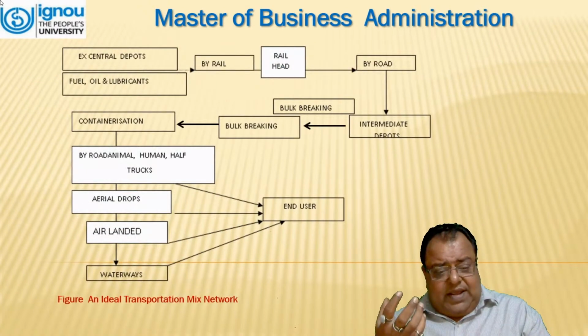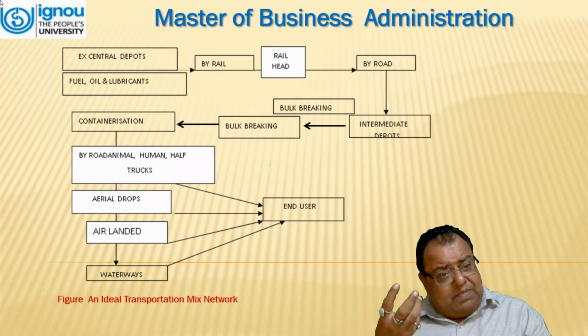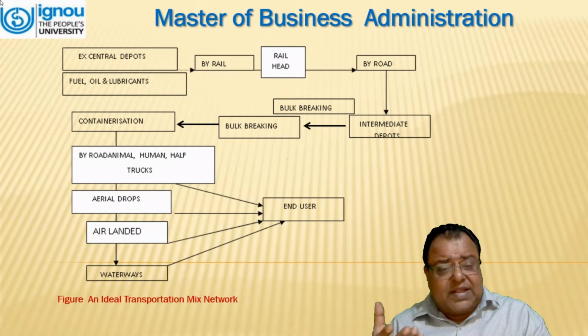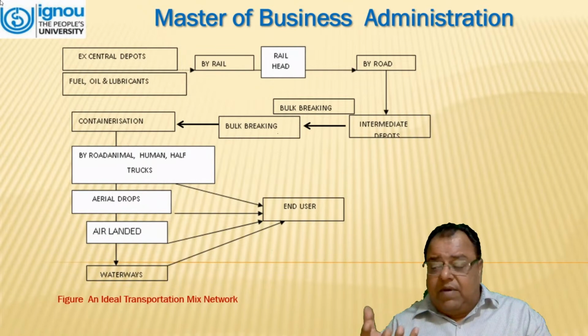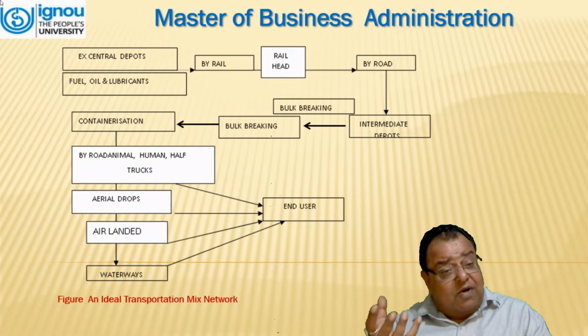Here we can see an example figure which depicts an ideal transportation mix network. You can see the movement of material having different sources of transportation. If we talk about the railhead, it can be by rail from the Central because of fuel. We have seen that normally our petrol reaches us from the plant with the help of rail.